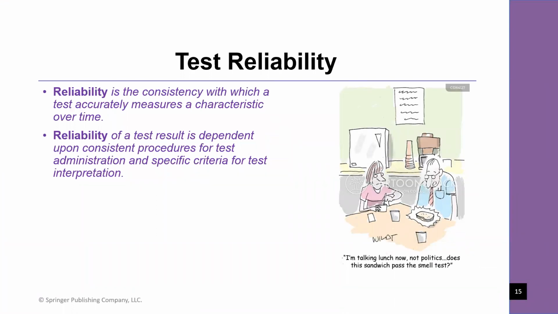So test reliability, we want to make sure our tests are reliable. Reliability is the consistency with which a test accurately measures a characteristic over time. It also depends upon consistent procedures for test administration and specific criteria for administration. I thought this graphic about the smell tests was funny, because is it reliable or is it not? Just a funny way to think about reliability.